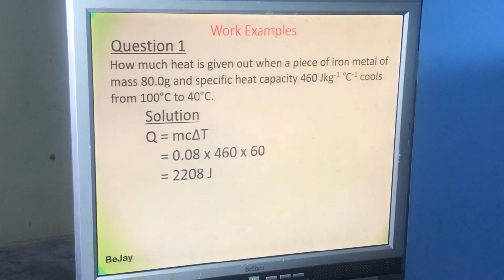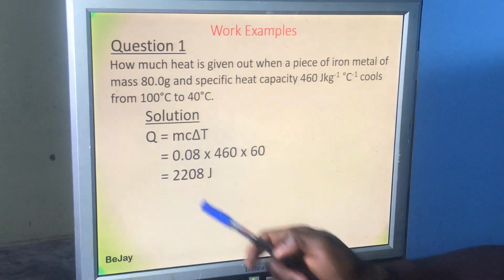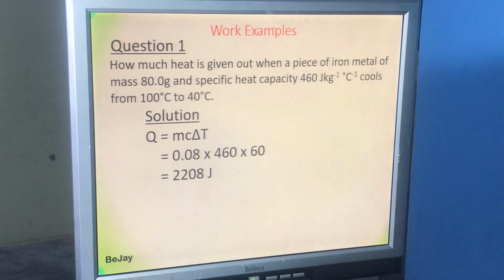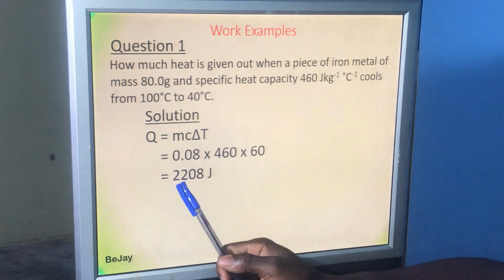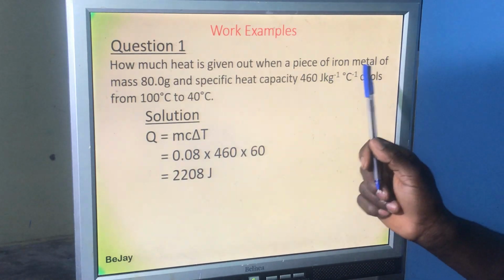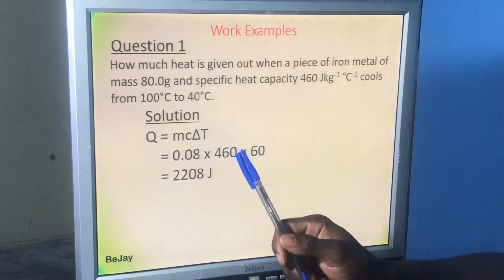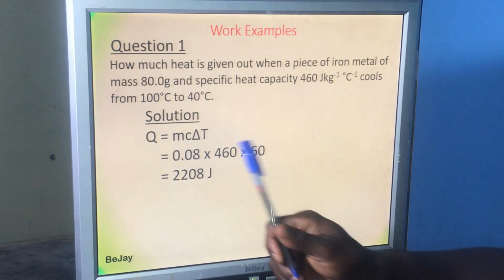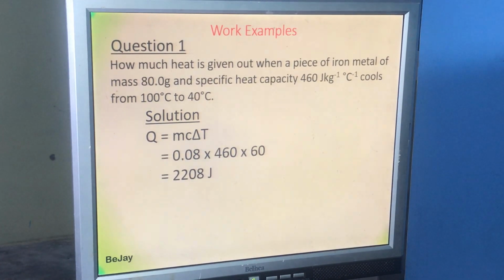So we put in the values and then finally we get our answer as 2208 joules. It means that this is the amount of heat energy the piece of iron metal will lose when it cools from 100 degrees Celsius to 40 degrees Celsius.